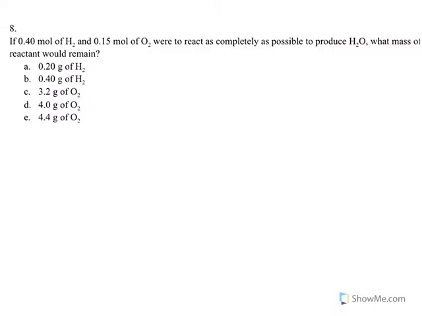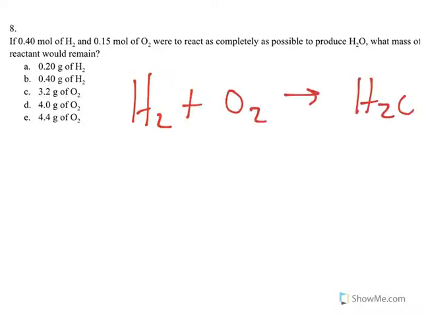In this one, we've got a more straightforward mole problem, hopefully more straightforward. If 0.4 mole of H2 and 0.15 mole of O2 were reacted as completely as possible to produce water, what mass of reactant would remain? So we have H2 reacting with O2 to produce water. We'll just quickly balance this. You need 2 oxygens on the right. Now you need 4 hydrogens on the left, and it's balanced.